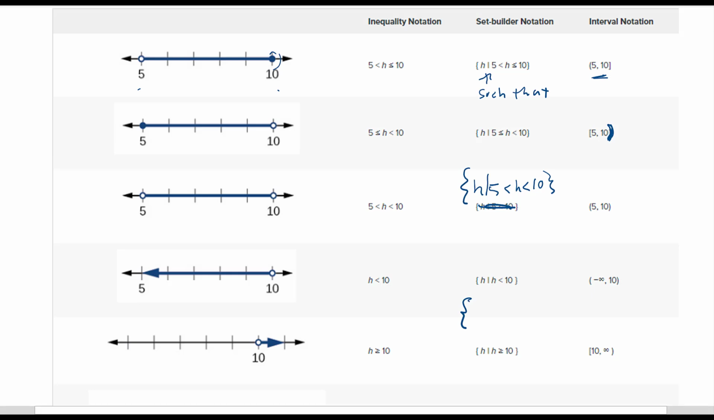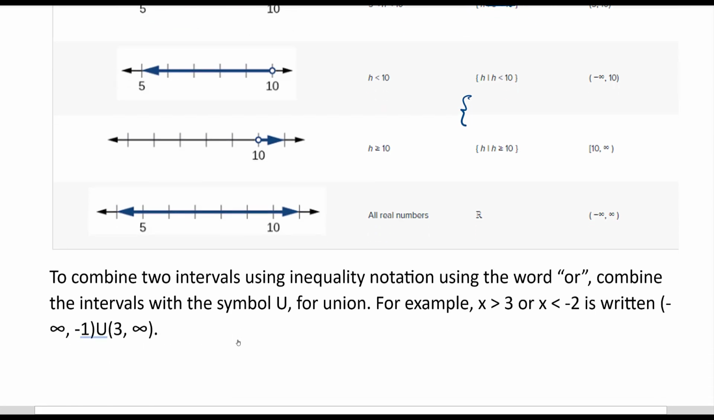And then we have this next one where we're at an open circle for 10 and it goes up forever. So h is greater than 10. Since it's open, I see errors in this document that I borrowed. That's strictly greater than. Maybe I'll make this correct by filling this dot in right here. There we go. Now it's correct. h is greater than or equal to 10. h such that h is greater than or equal to 10, and it goes 10 to infinity. And it does have the bracket by the 10 and the parenthesis by the infinity.